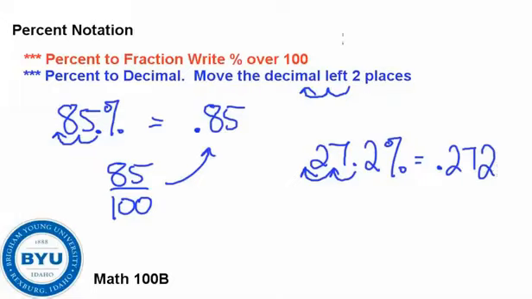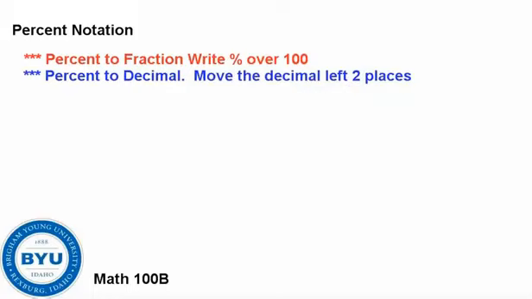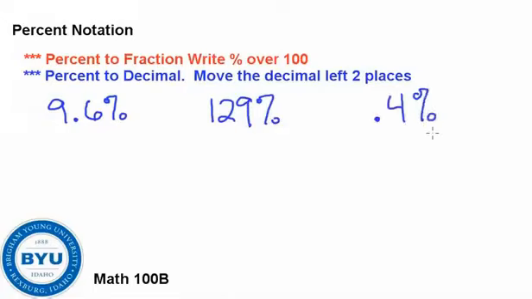Okay, it's your turn. Let's have you guys try some. We'd like you to convert some percents to decimals here. The first one, 9.6%. Convert that percent to a decimal. What about 129%? And last of all, 0.4%. Your goal here is to convert these 3 percents to decimals. Go ahead and pause the video and resume it when you're ready to see if you got these right.